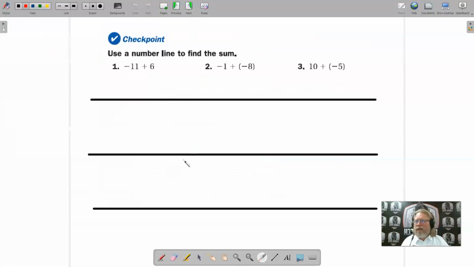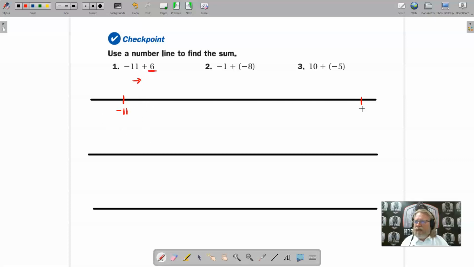So let's do some examples there and give that a try. We need to start with negative 11. So we'll say that negative 11 is down here. We'll call that there. And we're adding a positive number, so we're going to move to the right, correct? So we would go right 6 spaces.